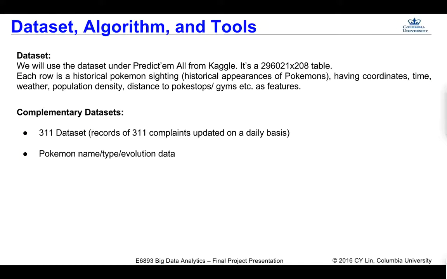As I said, the first data set we use is from Kaggle, and it has about 300,000 rows and 208 columns. So it's pretty large. What's more, we also use a 311 data set, which is about complaints updated on a daily basis that were received from all over New York City. We'll explain why we're using this data set. We also use some complementary data sets, such as the types of Pokemon and their evolutions, and those will serve a nice purpose for our machine learning phase.